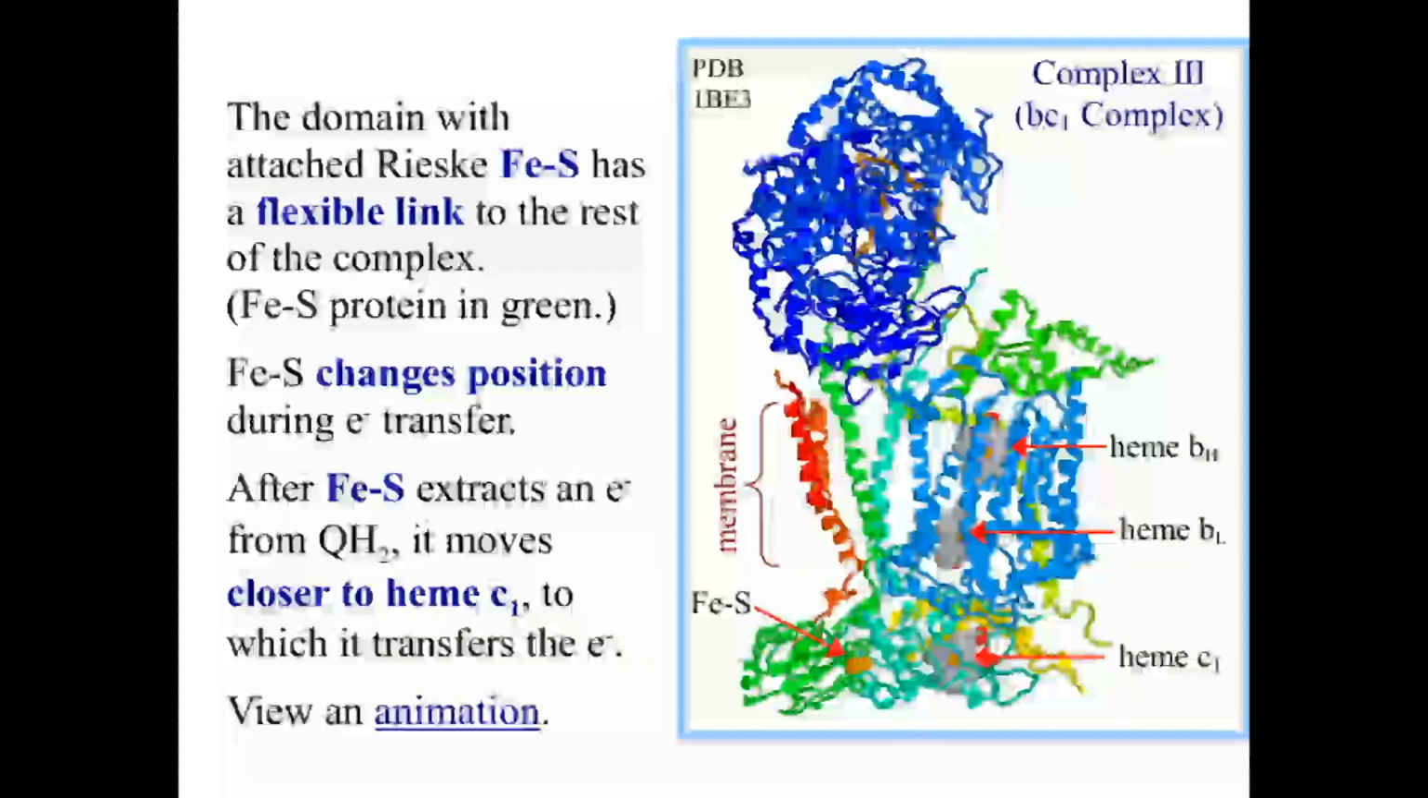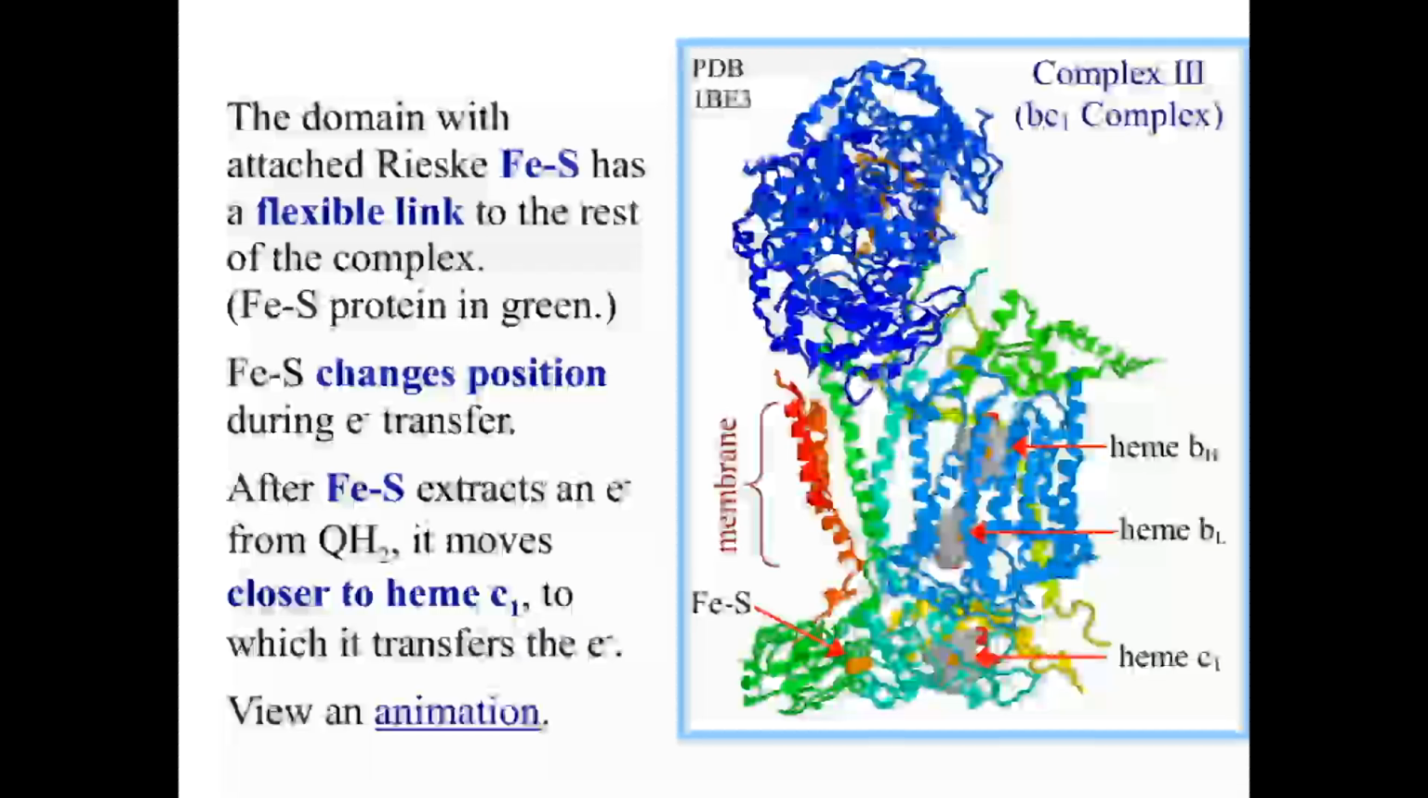Now, during electron transfer, the position of the FES cluster actually changes. After it extracts an electron from QH2, it moves closer to heme C1, allowing the transfer of that electron. This movement is crucial for efficient electron flow within the complex. I encourage you to view the animation to see this dynamic process in action. It really helps to visualize how these conformational changes facilitate electron transfer in the electron transport chain.